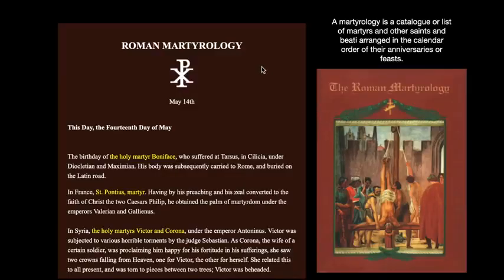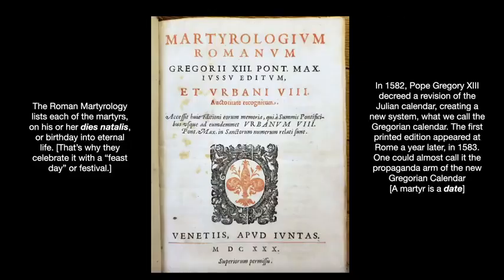Here's the Roman martyrology, the 14th day of May, describing Victor and Corona. A martyrology is a catalogue or list of martyrs and other saints and beati, arranged in the calendar order of their anniversaries or feasts. The Roman martyrology lists each of the martyrs on his or her dies natalis, or birthday into eternal life. That's why they celebrate it with a feast or a festival.